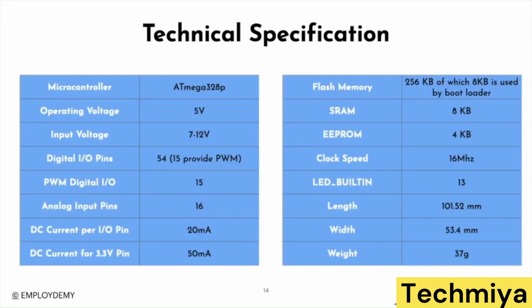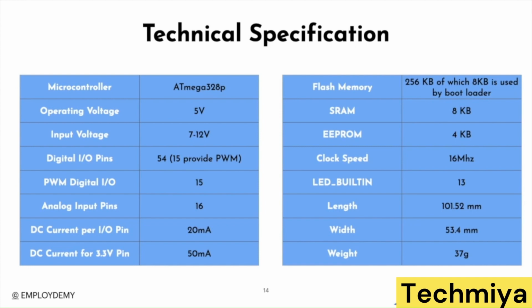Now coming to the technical specification of this board, it has Atmega 328P, that is wrong, it has Atmega 2560. It can operate at 5 volt. The maximum input you can give is 7 to 12 volts.